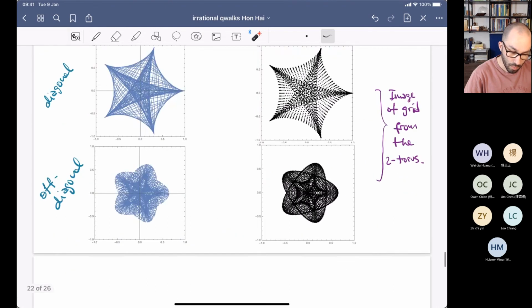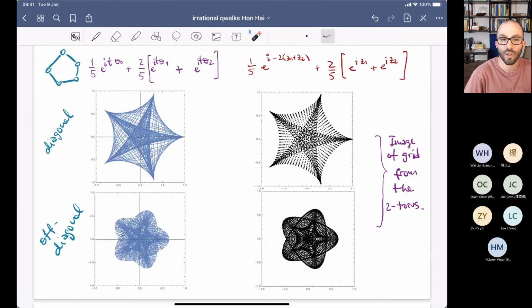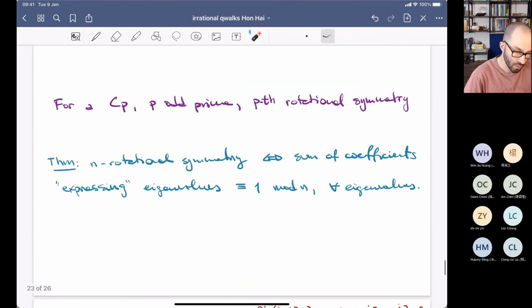And then by looking at this, we felt that we now had a very nice way of understanding the geometry of this. So we're able to prove a result such that for cycles C_p with a prime number of vertices, you do have a pth rotational symmetry. Actually, we could show that for any graph, you would find n-fold rotational symmetry if and only if certain sums of coefficients expressing eigenvalues are congruent to 1 mod n. I won't really have time to go into the details, but you can check in the paper.